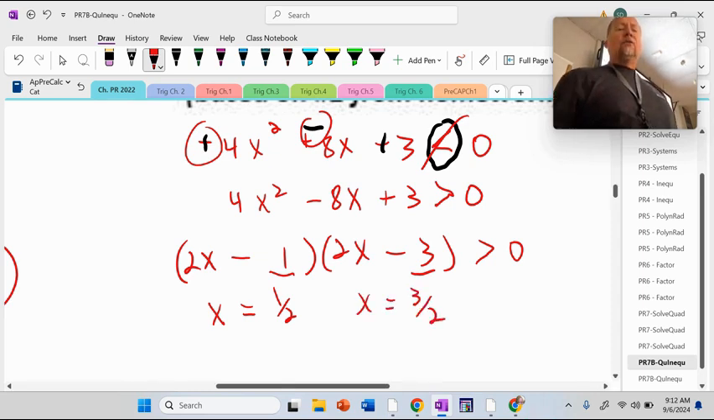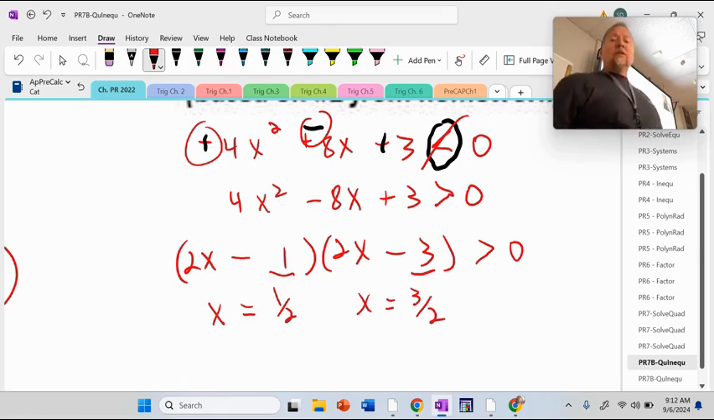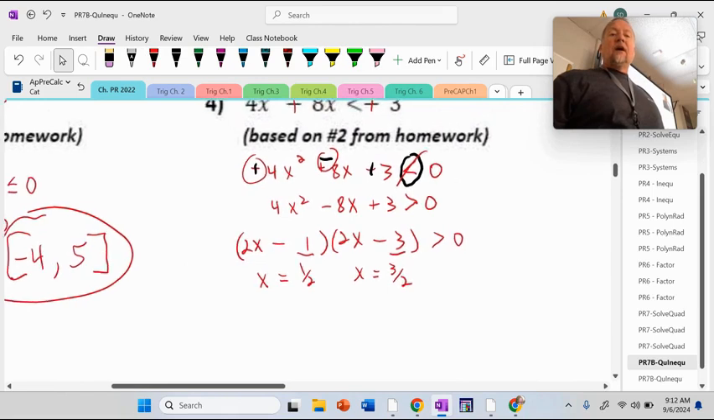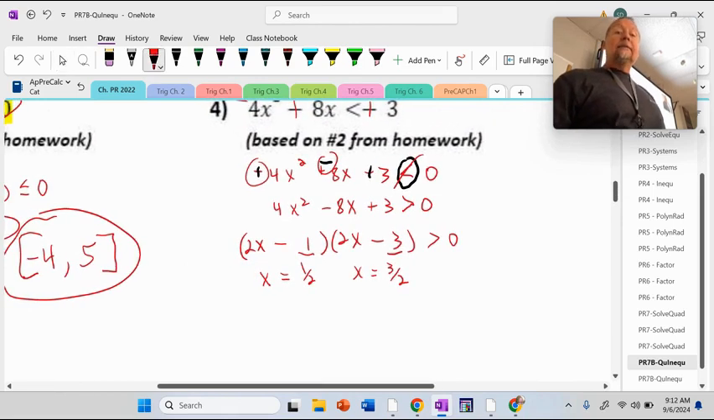Add 3, divide by 2. And then we're going to do graphical analysis. What is 1/2 and 3/2? The x-intercepts. You know what? I'm going to make this really large here.